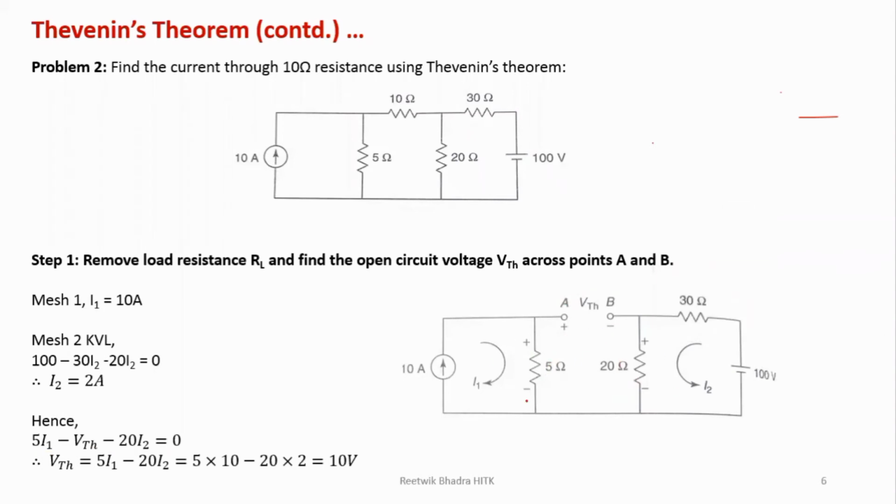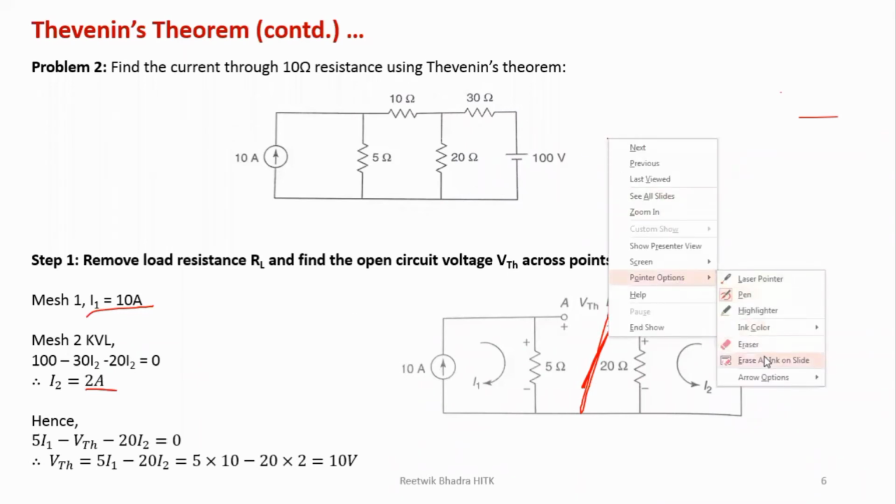So first, find I1, because in this loop only one current flows. So I1 I can directly write as 10. But in this loop there is a voltage source and a resistance, so I can find out 100 by 30 plus 20. You can apply your mesh analysis and write the equation, or if you think about it logically, up to this there is no circuit because it is disconnected. So this is a complete series circuit. So V by R, 100 by 50, that gives you 2 ampere. Or you can apply loop analysis and write it accordingly. Then you can get your VTH.